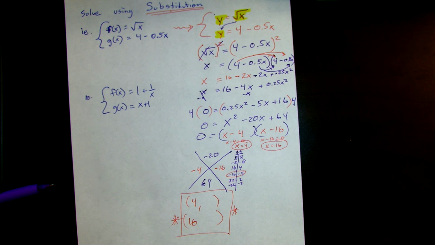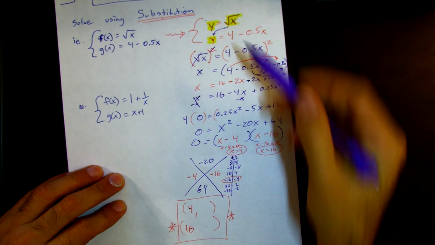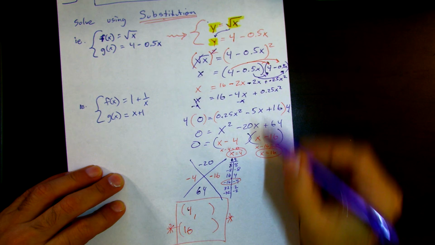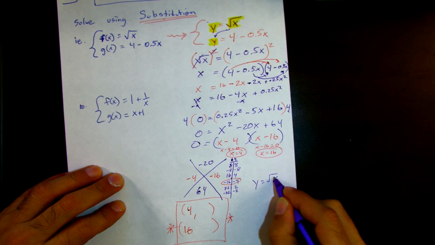So what can we do to find the y values? If you know the x value, what do you do to find the y value? You just plug in your x value and figure out the y value. Okay. So look what I'm going to do. I'm going to take 4. I'm going to look at my first equation way up here: y is equal to the root of x.